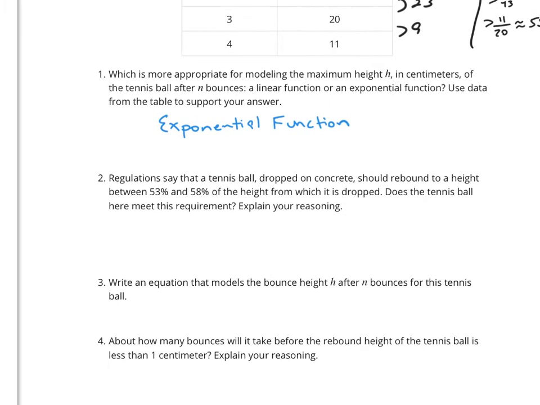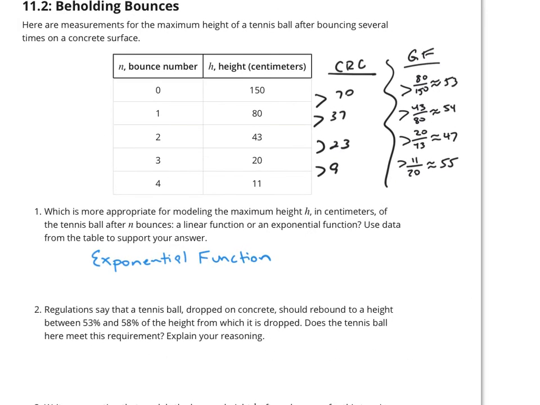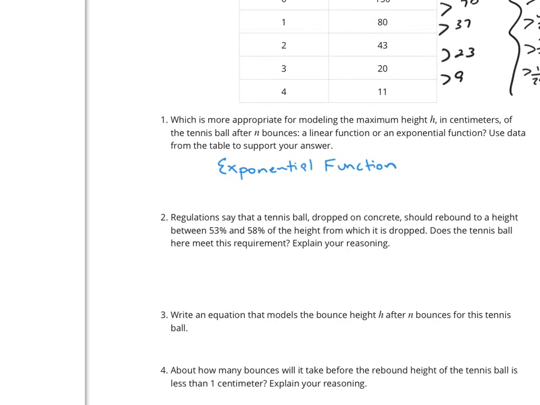Let's look at question 2. Question 2 says, regulations say that a tennis ball dropped on concrete should rebound to a height between 53% and 58% of the height from which it was dropped. Does the tennis ball here meet this requirement? Explain your reasoning. We already looked at the decay factor, or the growth factor, whatever you want to call it, for this. You really could make an argument either way. At first, it does start off in that requirement, and the last one also meets the requirement. There's really only one bounce that doesn't meet the requirement. So it really could go either way.